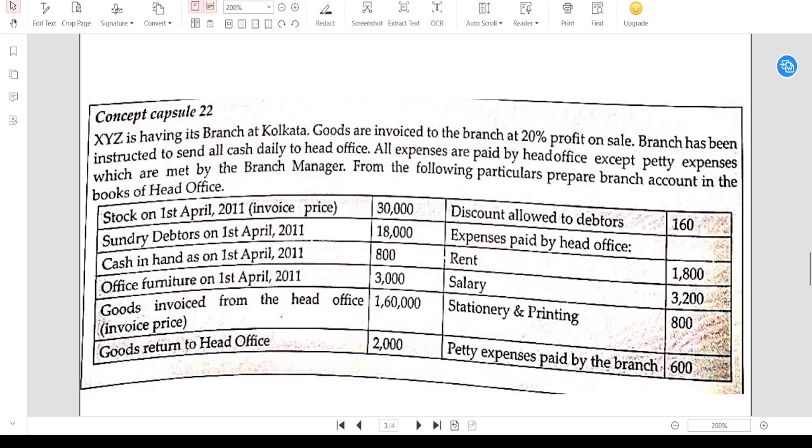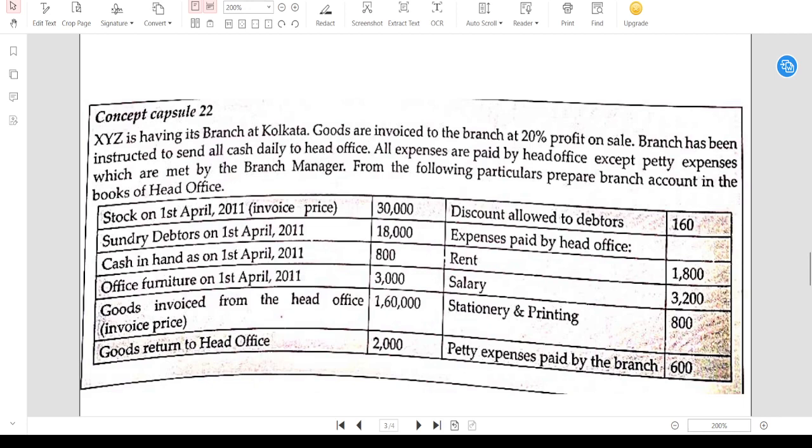सन्डे डेटर कितना है? सन्डे डेटर है आपका 18,000. ठीक है ना सर? कैश इन हैंड कितना है? कैश इन हैंड सर 800. सर व्हाट अबाउट द ऑफिस फर्नीचर? इट इज सर 3,000. डन सर.